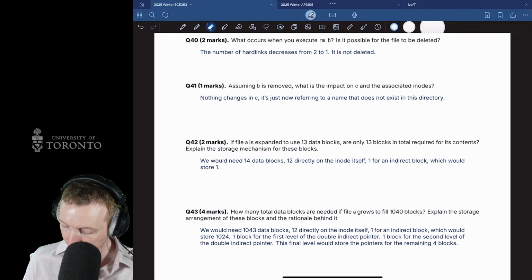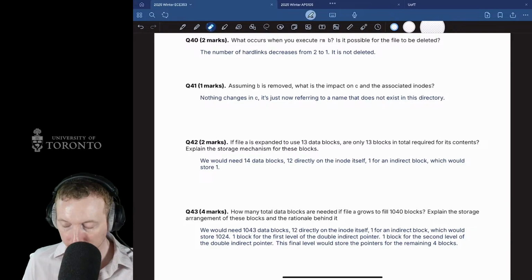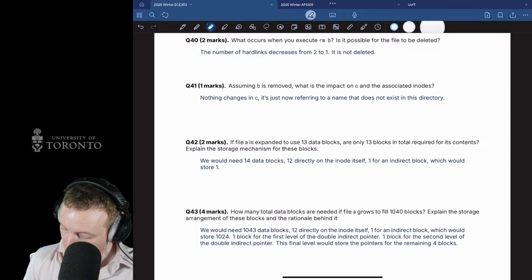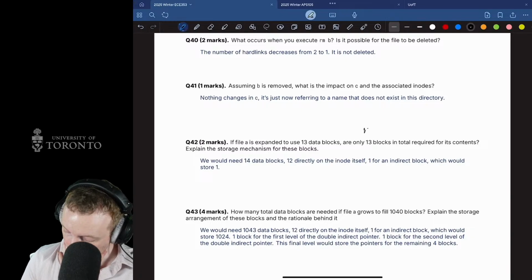Next question says, if a file A is expanded to use 13 data blocks, are only 13 data blocks required for its contents? Explain the storage mechanism. So this is the same case as before. Given the inode, we can store 12 data blocks through the 12 direct pointers. That would have 1 data block left, right?